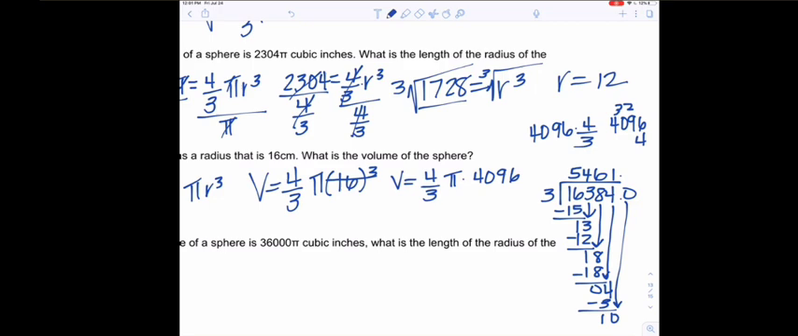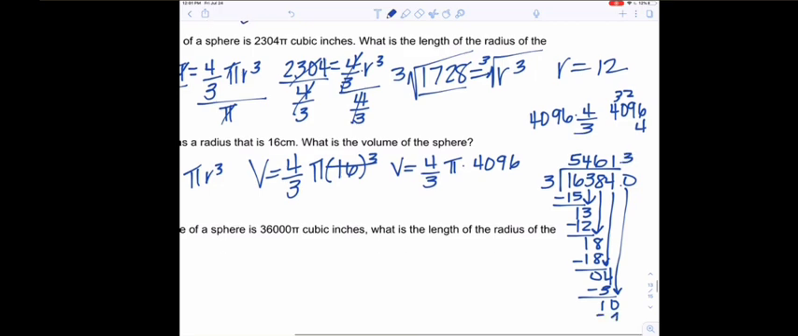3 goes into 10 3 times. 3 times 3 is 9. 10 minus 9 is 1. And I can see already that this is going to be repeating. So I'm just going to leave this as 5,461.3. So volume equals 5,461.3 pi. And this is centimeters cubed.